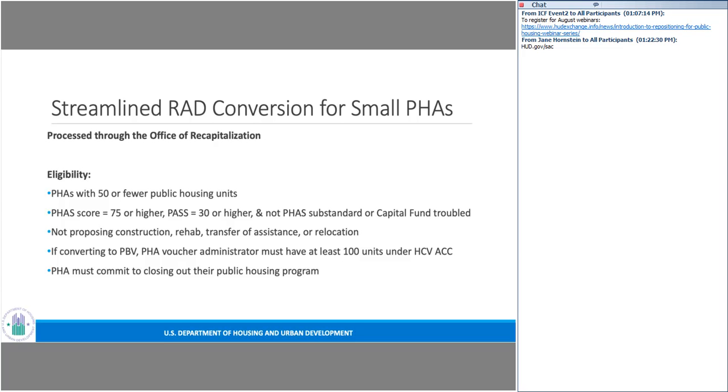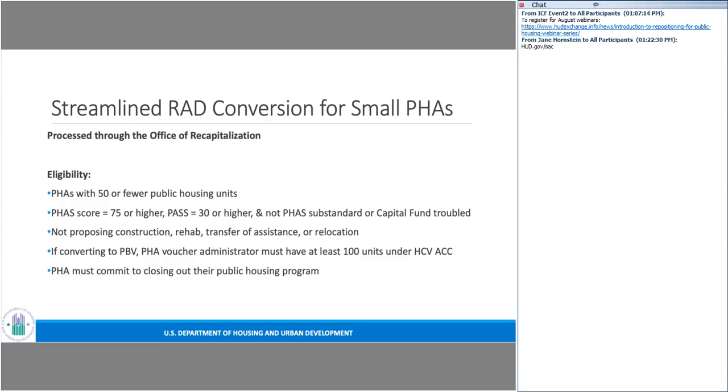The PHA can't be proposing construction or rehab, transfer of assistance, or relocation as part of the conversion itself. In many other RAD conversions, they are converting the subsidy stream, moving from public housing to Section 8, at the same time as performing rehab or taking on one of these other events. A requirement of streamlined voluntary conversion is, no, let's not complicate things. All we're doing here is moving from a public housing funding stream to a Section 8 funding stream.